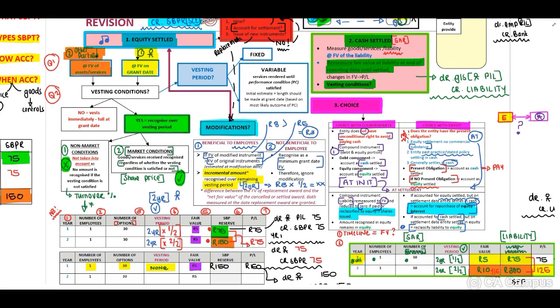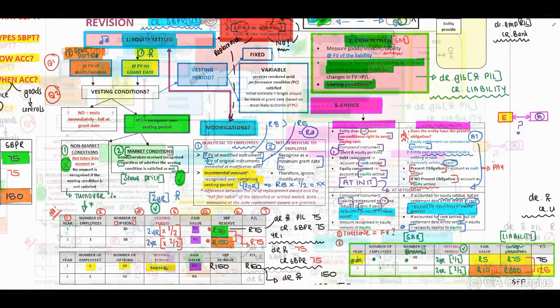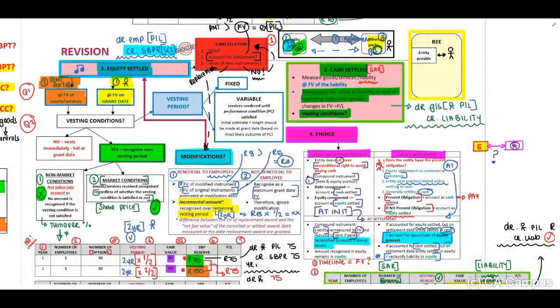Now, I know that the screen is extremely busy, guys, but you need to take a few minutes, sit back, look at this, identify the different sections, and note how to apply the principles. Please refer to your top right side, the BEE transaction. How do we account for BEE transactions?